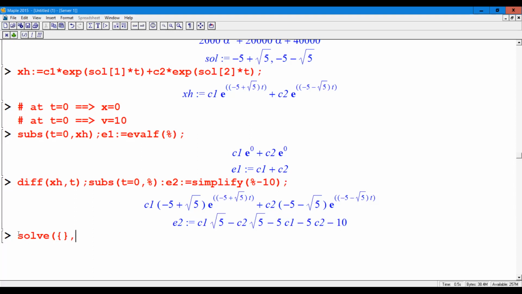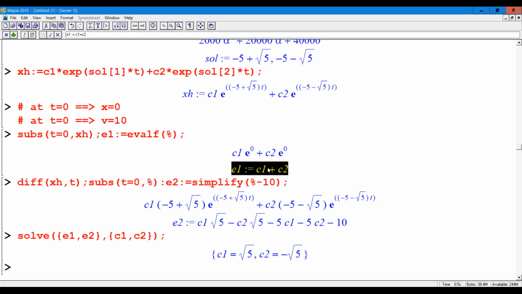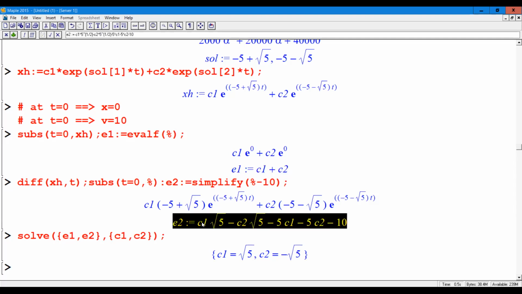E1, which is the first initial condition, and E2, which is the second initial condition, for C1 and C2. So easily you can obtain C1 and C2. As I told you, you can directly solve these two equations. From the first equation here, you can find that C1 is equal to minus C2, and then substitute here in the second equation. Instead of C1 you can substitute minus C2.